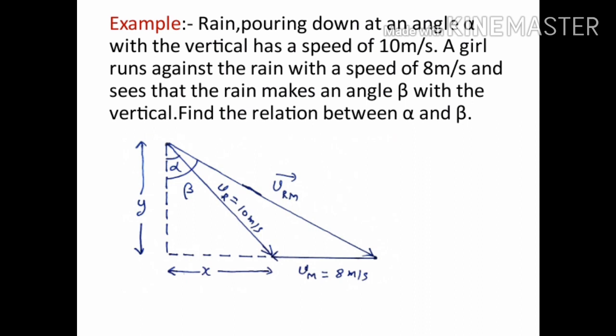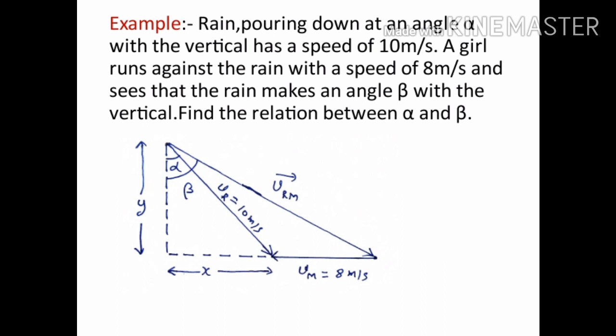And next, one more example is taken. Rain pouring down at an angle alpha with the vertical has a speed of 10 meter per second. A girl runs against the rain with a speed of 8 meter per second and sees that the rain makes an angle beta with the vertical. Find the relation between alpha and beta.